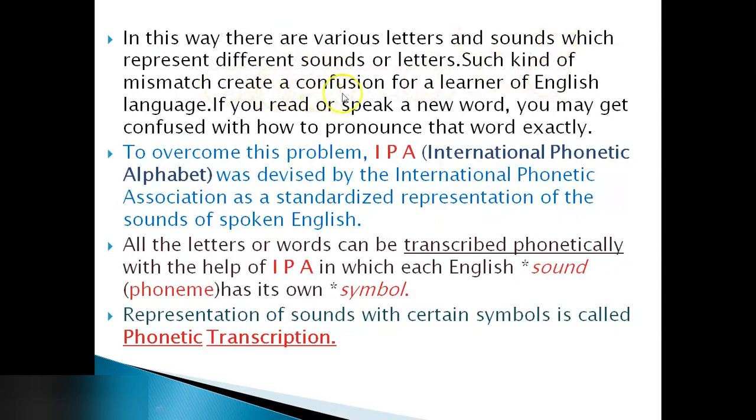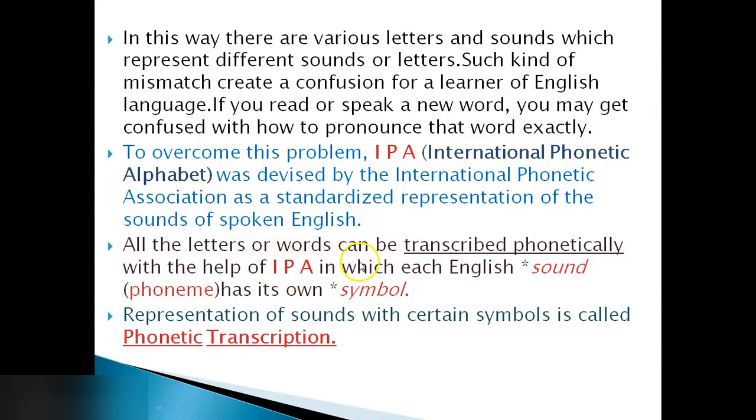Such a kind of mismatch creates confusion for a learner of the English language. If you read or speak a new word, you may get confused about how to pronounce that word exactly. To overcome this problem, the IPA, that is the International Phonetic Alphabet, was devised by the International Phonetic Association as a standardized representation of the sounds of spoken English. Don't worry, I'll be explaining about this IPA later on.